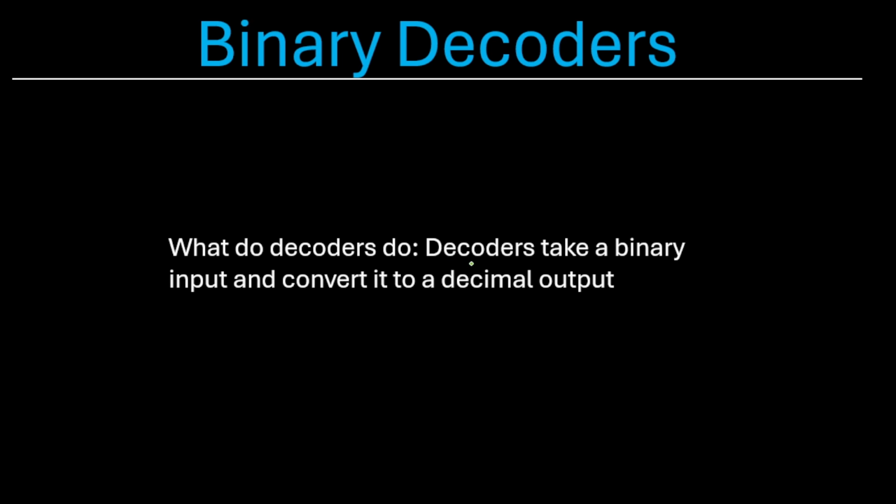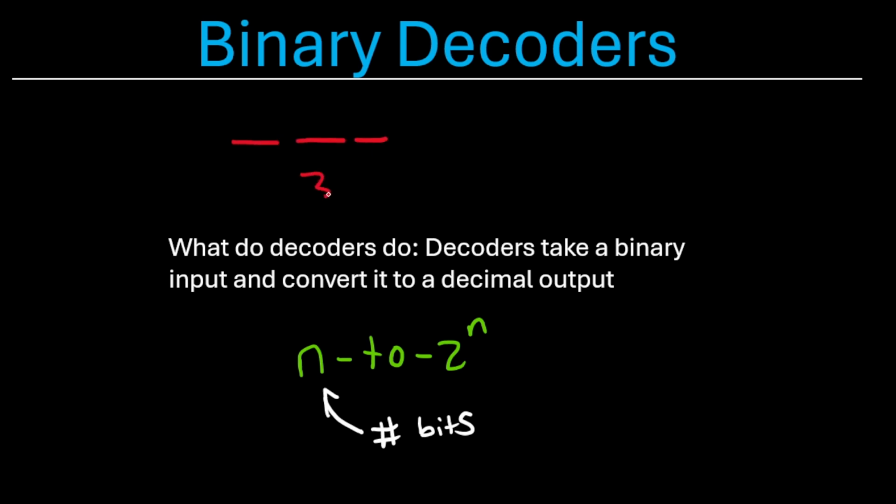So a binary decoder takes a binary input and converts it to its corresponding decimal output. Now the decoders we're going to be looking at today are what are called n to 2 to the n decoders, where n represents the number of bits you have in your binary input. So let's say we have a 3-bit binary input. That means that we're going to have 2 to the 3 outputs, or 8, which therefore means that we're working with a 3 to 8 decoder.